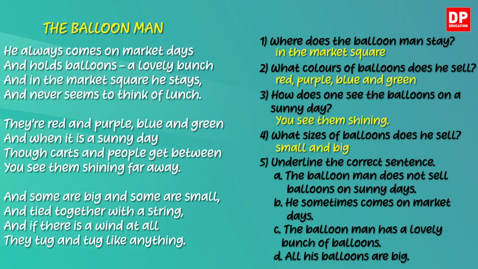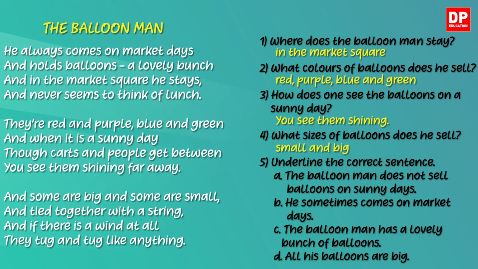The balloon man does not sell balloons on sunny day. Is it correct? No, it's not correct. The second stanza says you can see the balloons he sells shining on sunny days. So the first sentence is wrong. The second sentence is he sometimes comes on market days. This sentence also is wrong because the first line of the poem is he always comes on market days. So it's not sometimes, it's always.